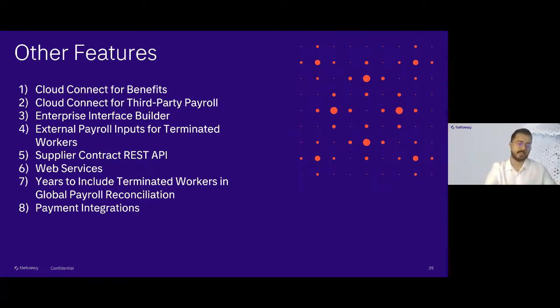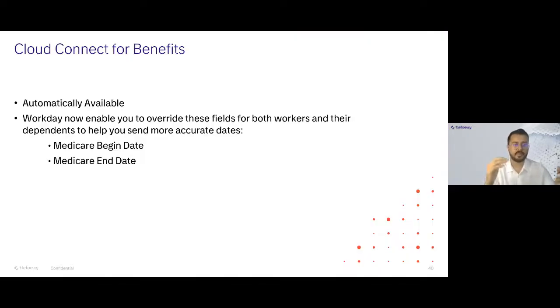So you might be thinking, why didn't we have these in the main ones? The reason is that there are no major changes in these. These are very, very minute changes, and I thought that we can take them in other features. Even Workday has not released a few of the features in this update. For example, Cloud Connect for benefits. I will show you. It is automatically available.